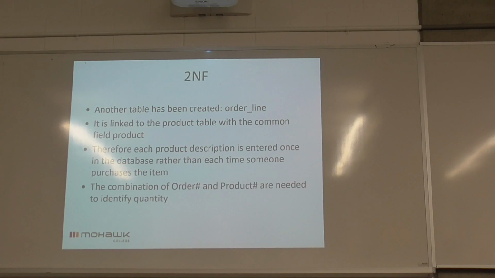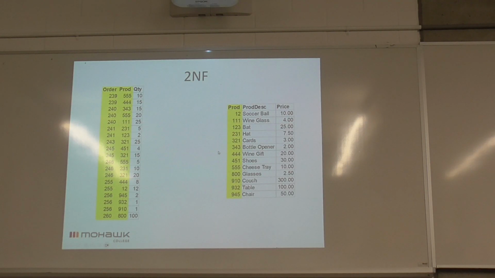Another table has been created, order line. It is linked to the product table with the common field product. I read that already. Therefore, each product description is entered once into the database rather than each time someone purchases a product. A combination of order number and product number are needed to identify quantity. There we go. We've taken those two tables and clicked them apart.